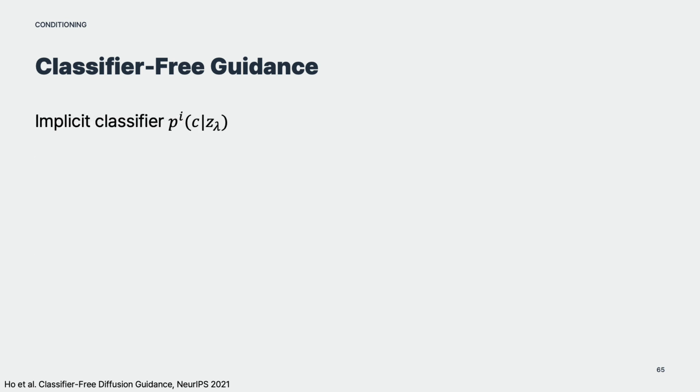Okay, so let's explore why this works well. First, consider an implicit classifier pi. Since it is a classifier, when a latent z lambda is given, it should be able to output the logits for C. By applying Bayes' rule, this can be expressed in a numerator and denominator form. Looking closely at the numerator, we can see that it corresponds to a conditional generative model since it generates z based on C.